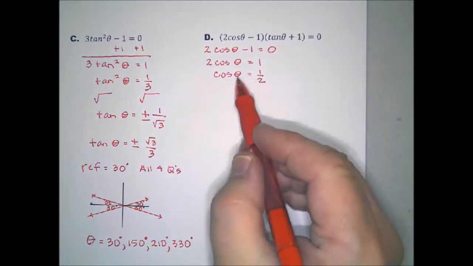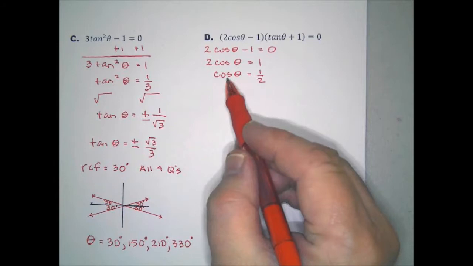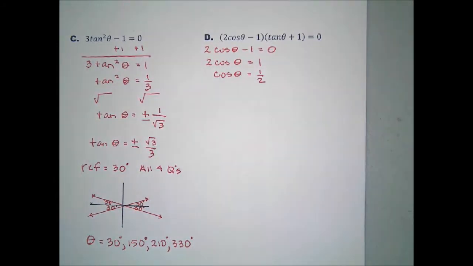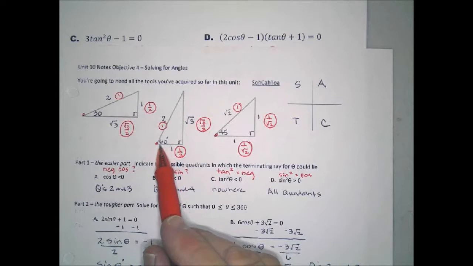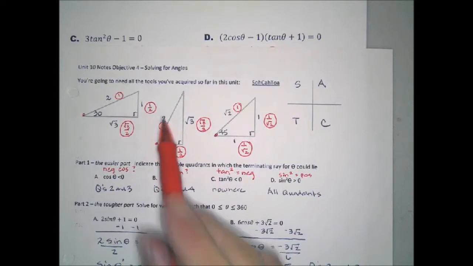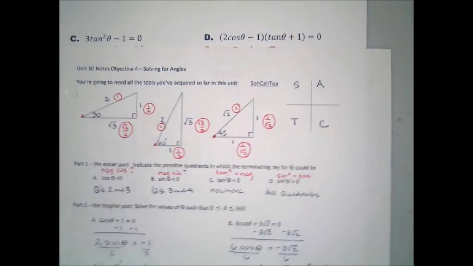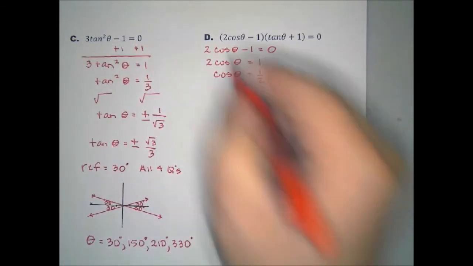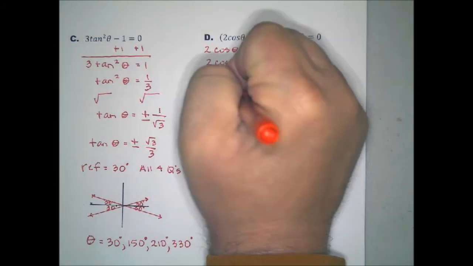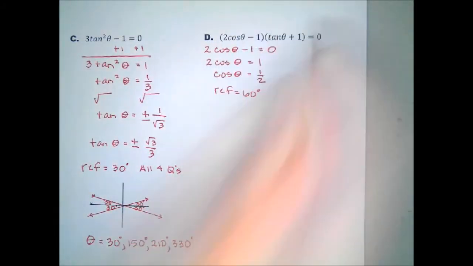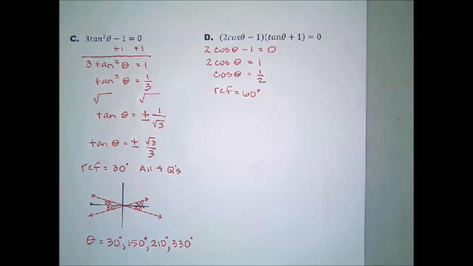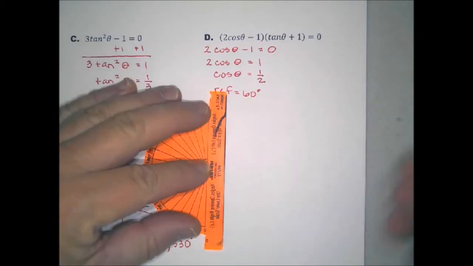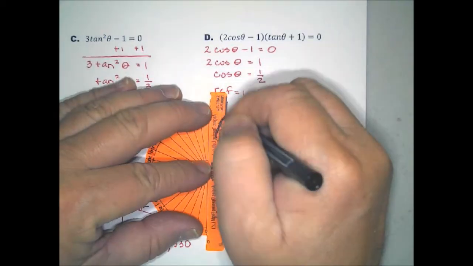So, which of our special right triangles has a cosine value of 1/2? As you look at it, it's the 60-degree angle right there. Cosine is adjacent over hypotenuse, and there's your 1/2 right there. So we know the reference angle is 60 degrees. Now, the cosine's actually positive, so let's figure out where those angles would actually be.